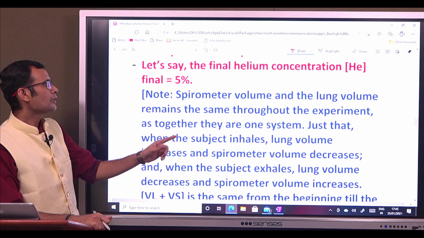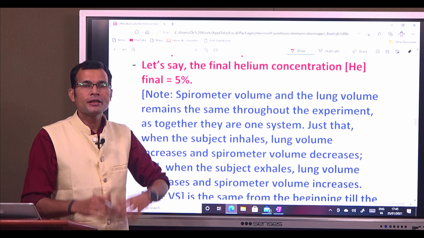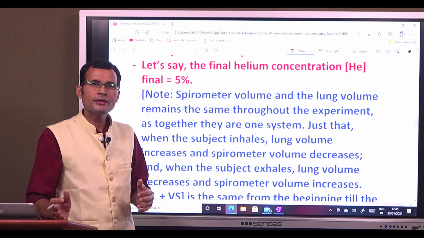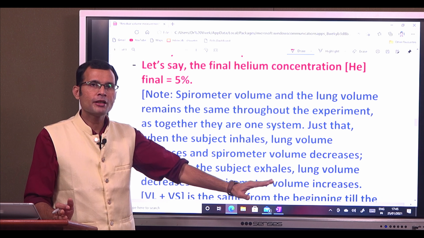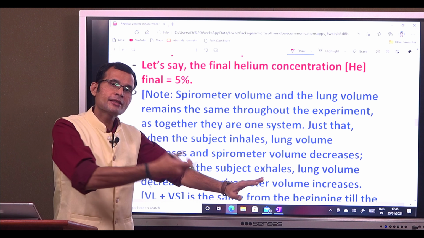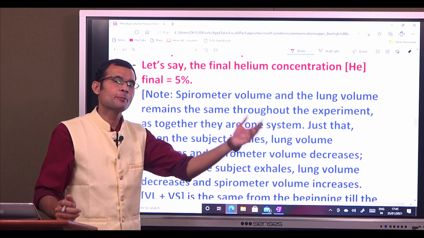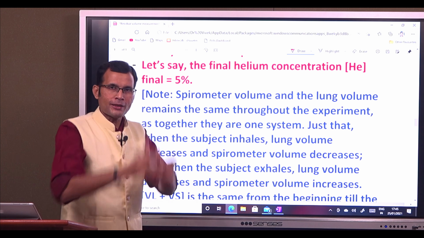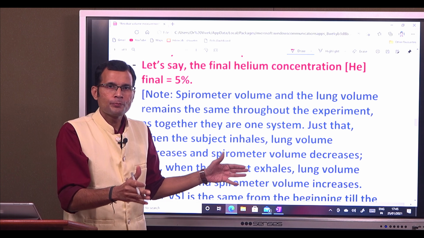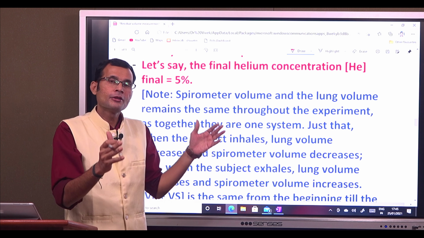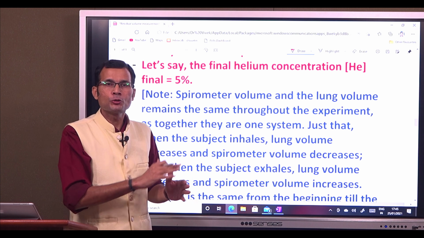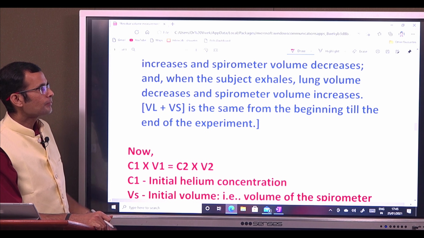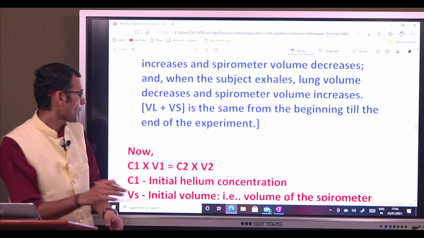The spirometer volume plus the lung volume remains the same throughout the experiment. As I mentioned, when the patient inspires, lung volume increases and spirometer volume will decrease. And when the patient exhales, the lung volume will decrease and the spirometer volume will increase. But spirometer volume plus lung volume, that's V2, where helium gets diluted, remains constant throughout the experiment. Right. So that's what we have seen so far.